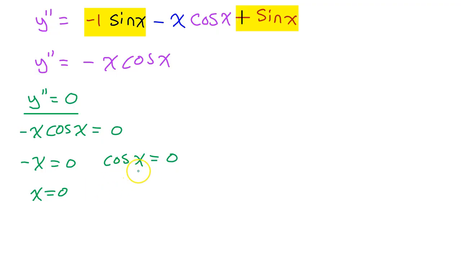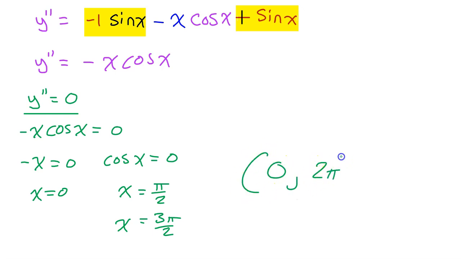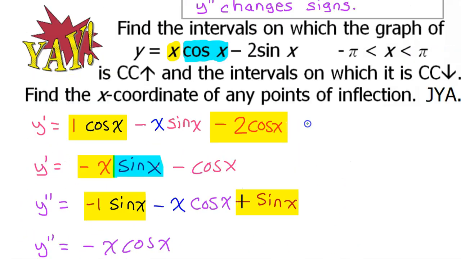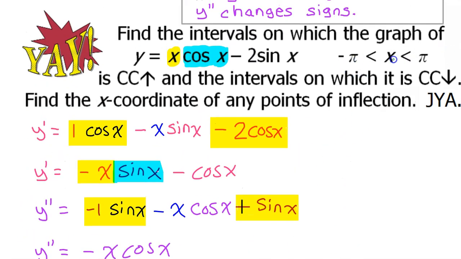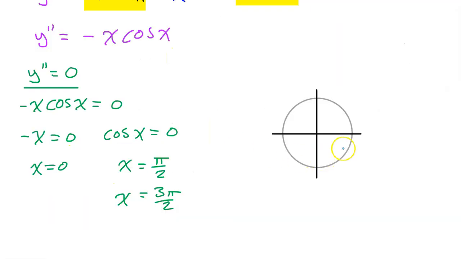But be careful here. Normally we think cosine is equal to 0 at x equals pi over 2 and x equals 3 pi over 2. But that's because we are used to the interval from 0 to 2 pi. That is not the domain we were given. We have the interval from negative pi to pi. This is actually going to be the entire circle, but negative pi is from here to here, and positive pi is from here around to here.